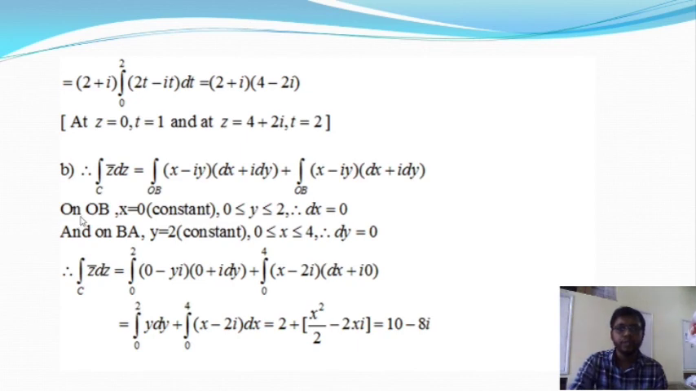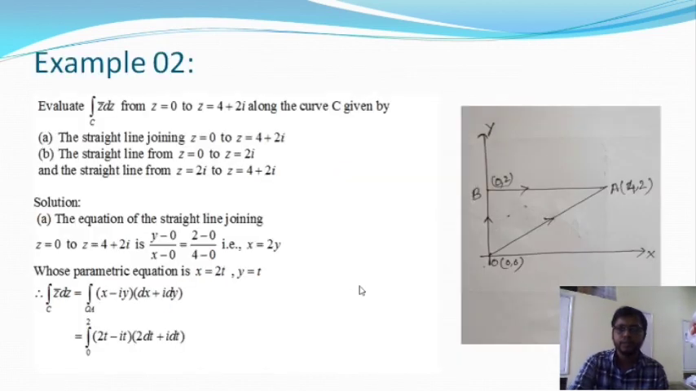On OB we will get x is equal to 0, so only y is variable. Okay, look at the figure. Here x is fixed, that is x is 0, and y is changed. So the lower limit of y is 0 and the upper limit is 2, so y lies in 0 to 2. In the second case, here y is fixed. So y is equal to 2, but x will be changed and x lies from 0 to 4.